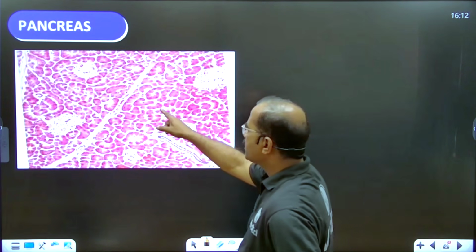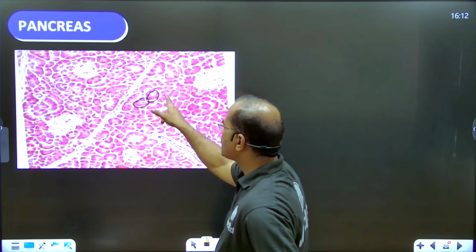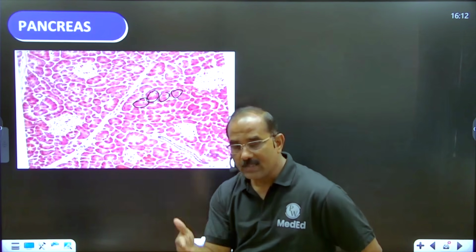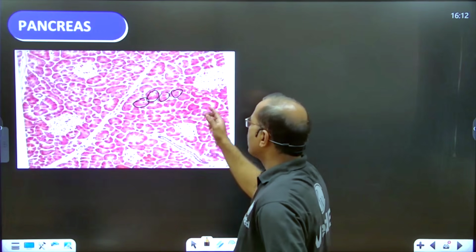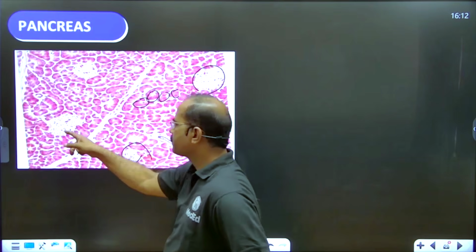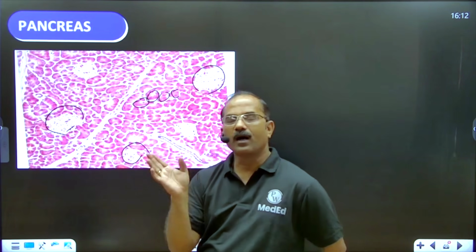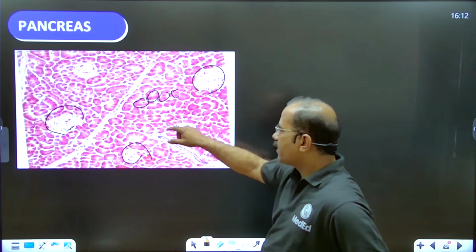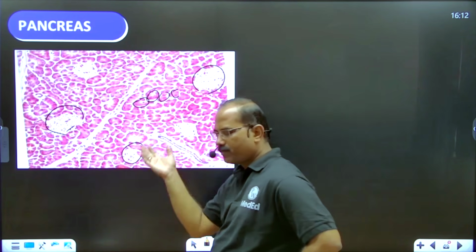Now, these are all serous acinus. So this resembles a serous salivary gland unless you see these structures. What are these structures, students? These are the islets of Langerhans. So pancreas, this is the slide of pancreas.